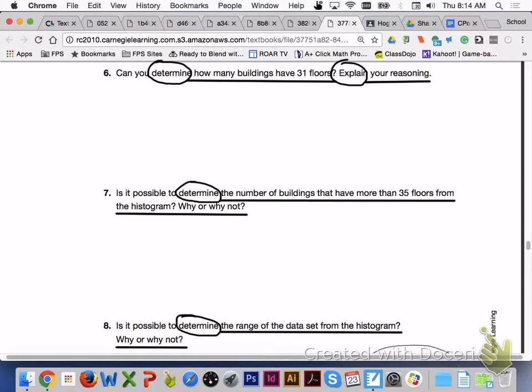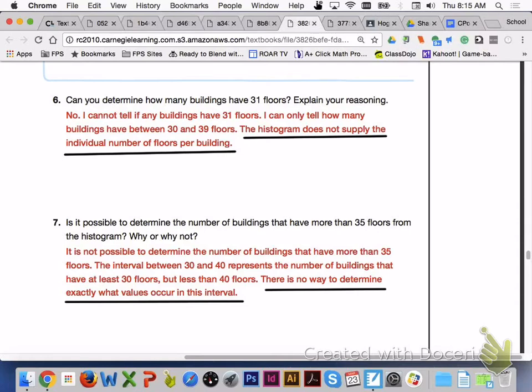Please answer number 6, 7, and 8 with your group members. For number 6, no, you cannot tell if any buildings have 31 floors. You can only tell how many buildings have between 30 and 39 floors. Histograms do not supply the individual number of floors per building.